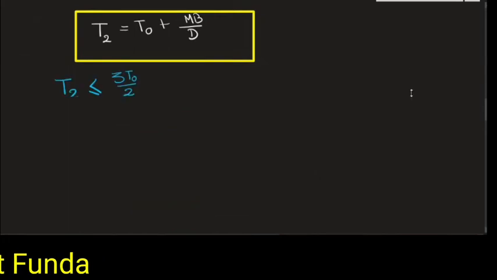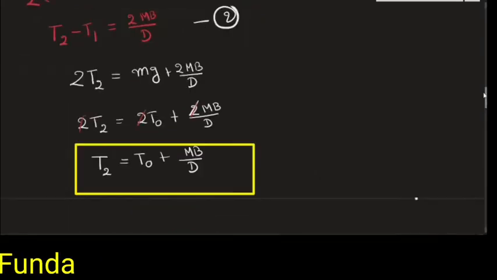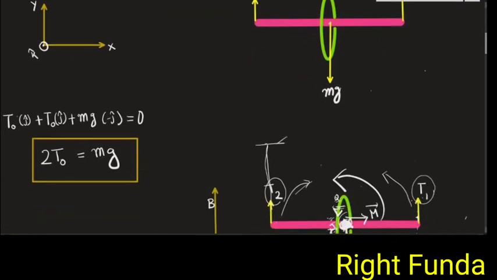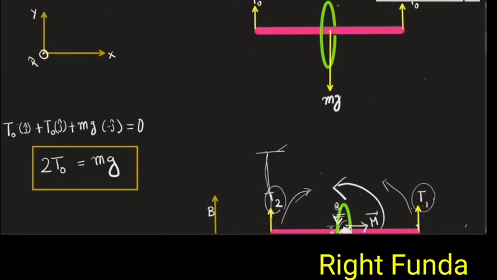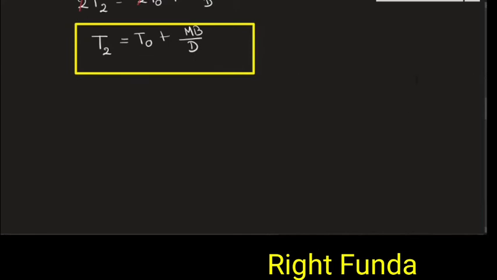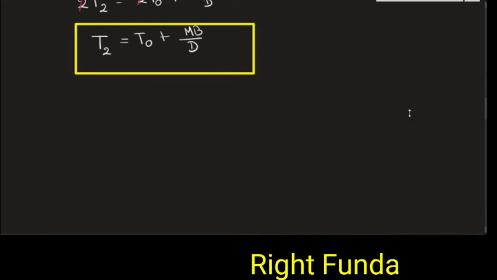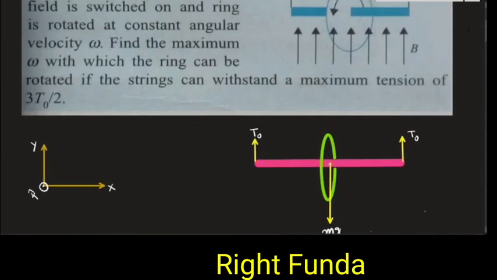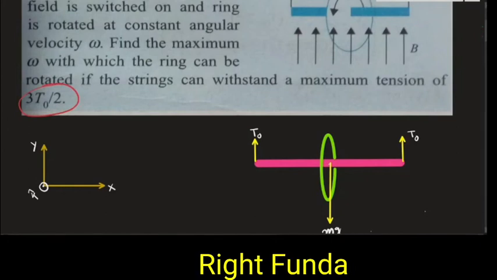Now, if you see what the question is giving, this is the increased tension. As you keep on giving more and more spinning, omega increases, the current keeps on increasing, the magnetic moment keeps on increasing, and T2 will keep on increasing. But the string can withstand a maximum tension of 3T0 by 2, not more than that. So T2 should not exceed the tension at which it breaks. So T2 has to be less than or equal to 3T0 by 2, which is given in the question as the breaking tension.